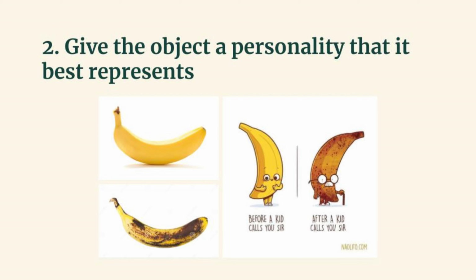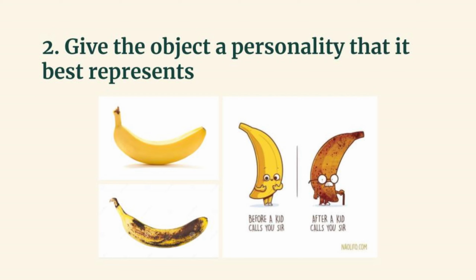Here on the slide, you can see this very simple two-panel comic about a banana. First it says, "Before a kid calls you sir," and the banana feels very young. And then, "After a kid calls you sir," the banana feels very old. And then you can see two images of bananas.